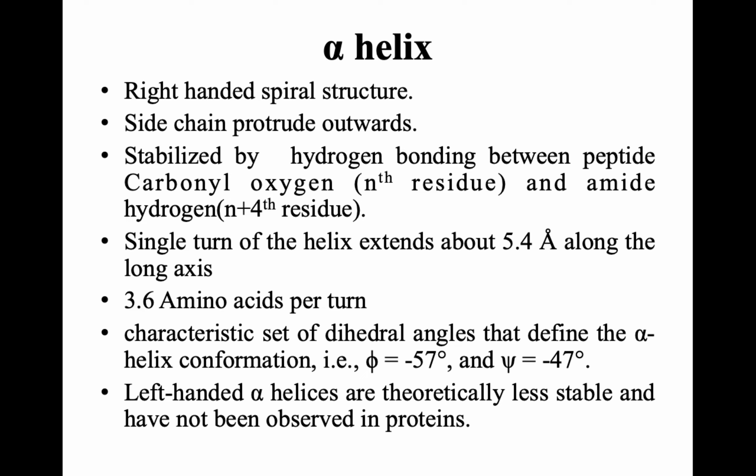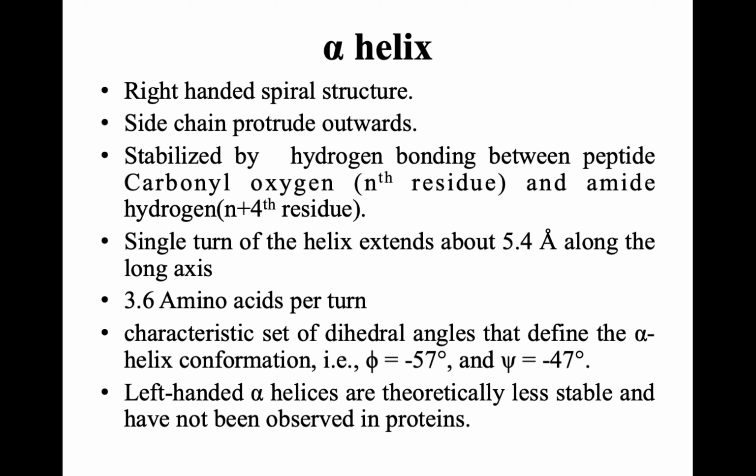At the same time, a single turn of the helix extends about 5.4 angstrom along the long axis, and each turn has around 3.6 amino acids. As I told you earlier, each secondary structure has a characteristic set of dihedral angles that defines the type of secondary structure. In this case, the alpha helix also has a characteristic set of dihedral angles: phi is around minus 57 degrees, whereas psi is minus 47 degrees.